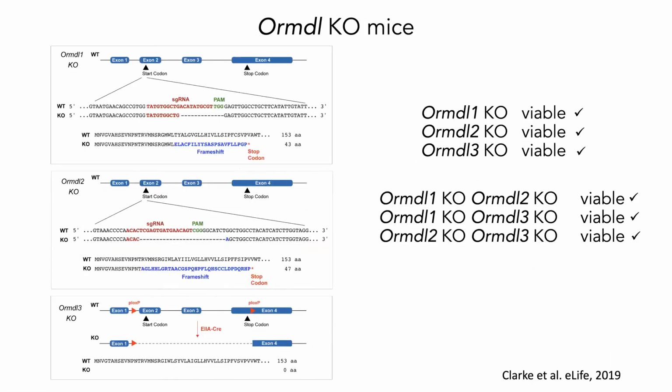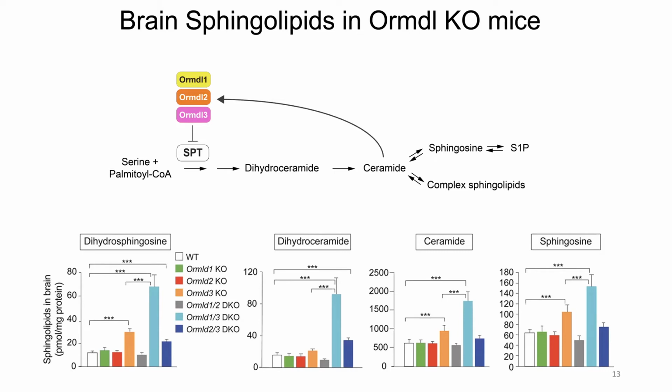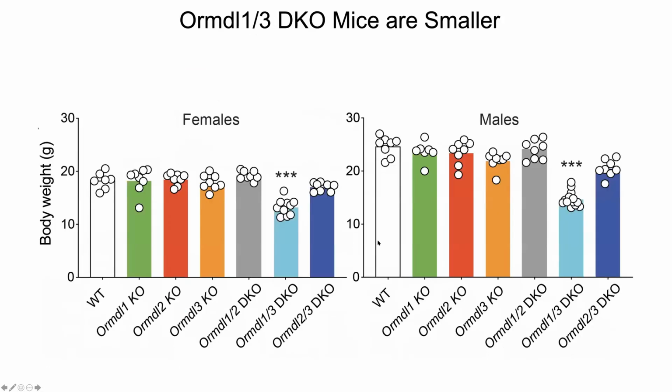In the double knockout mice, the biggest effect was seen in the ORM 1-3 double knockout mice, where there was a very large increase in all of these intermediates. Looking at just the gross phenotype, we were able to notice pretty quickly that, just by body weight, the ORM 1-3 double knockout mice were distinctive compared to the others, which goes along with what we saw from the sphingolipid levels.